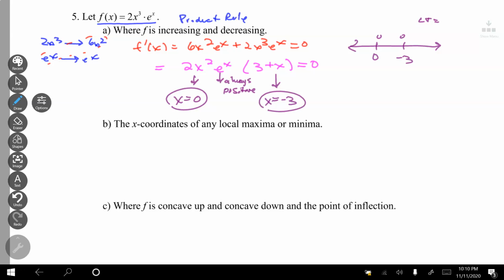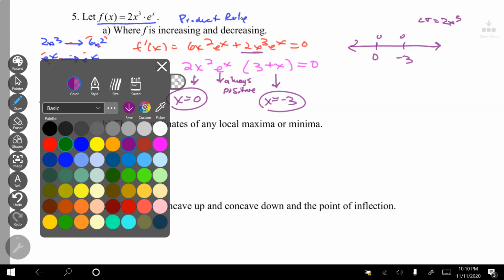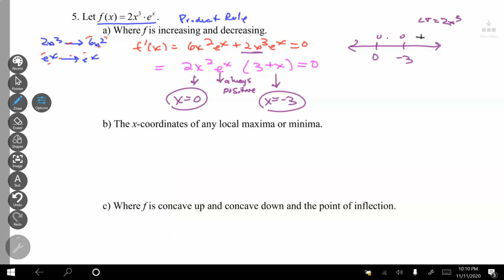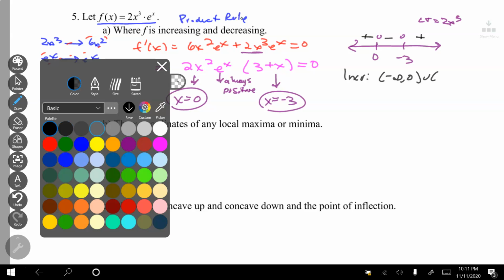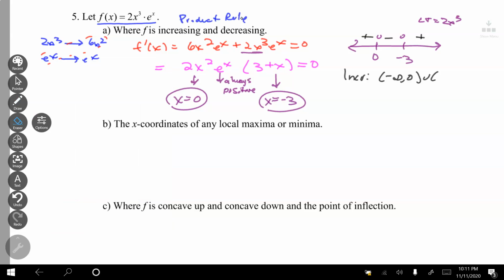My leading term, I can ignore e to the x because it's just a positive value. My leading term is really 2x cubed because that's a higher exponent. That means I get positive, negative, positive. That means it is increasing from negative infinity to 0. Union. Wow, it'd be nice if I did this number line correctly. I'm losing my mind. Get the cheat sheet a little bit. Negative 3 to 0. Put my numbers in order.